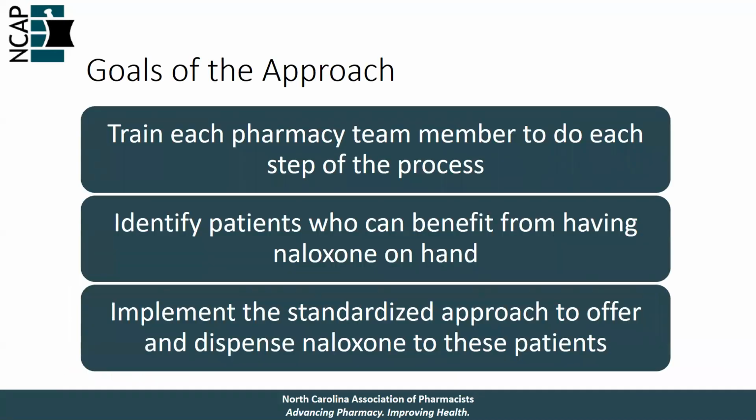So what are the goals of our approach? At its core, what we're trying to do first and foremost is train each pharmacy team member to do every step of the process. And by each team member, I mean everyone who has access to the pharmacy. So I'm talking about the pharmacists, surely, but also the technicians, the students, the clerks, anyone who's working in that pharmacy can become a part of this approach. Secondly, we want to be able to identify the patients who can benefit from having naloxone on hand. And thirdly, we want to be able to implement this approach so that we can offer and dispense naloxone to those patients that we've identified.